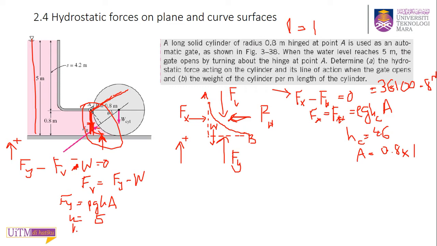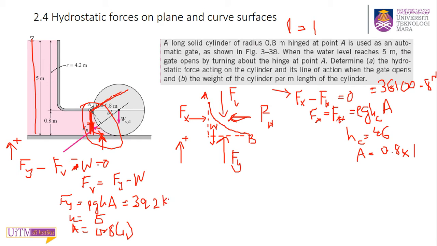Area is the same, 0.8 times 1. Okay, correct? Yeah, 0.8 times 1. Okay, so we'll get Fy. How much is Fy? Mirul, please calculate. 39.2. 39.2 kilonewton directly, okay?